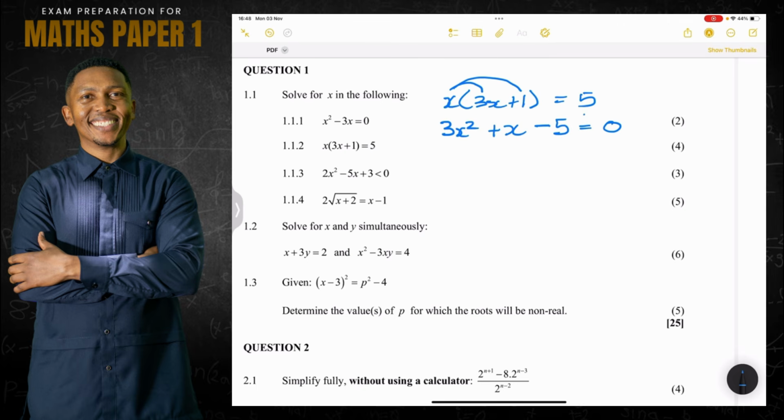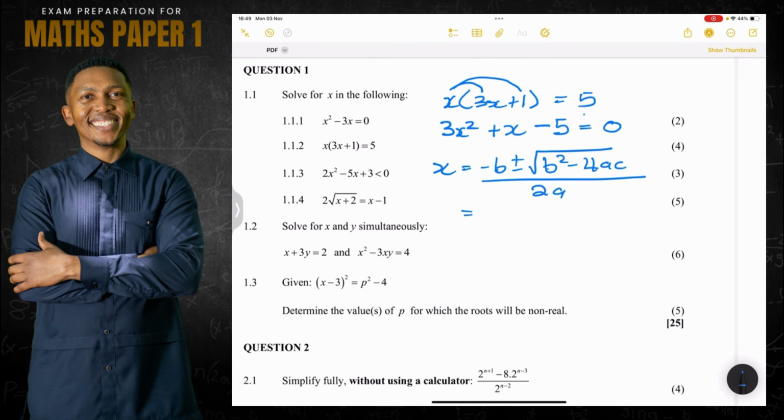Now, in as much as they didn't write down the fact that we could use the quadratic formula, you can see we might not be able to factorize this. So what do we do when we can't factorize? We use our quadratic formula. That's minus b plus minus the square root of b squared minus 4ac divided by 2a.